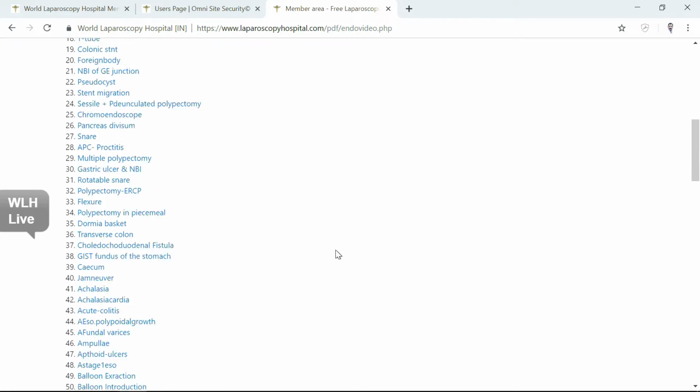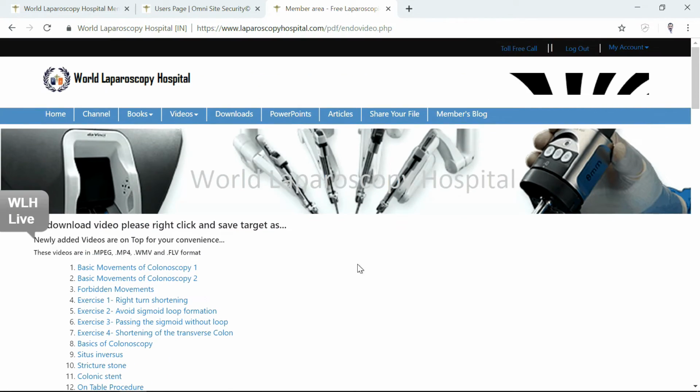Almost all the endoscopic procedures which you can do, these videos are there. The upper few videos are very good. Basic movement of colonoscopy, forbidden movement. Forbidden movement means which type of movement you should not do. Sometimes what we do is use the wrong finger for the wrong button, wrong finger for the wrong wheel. And once your habit is wrong, then unlearning is more difficult.